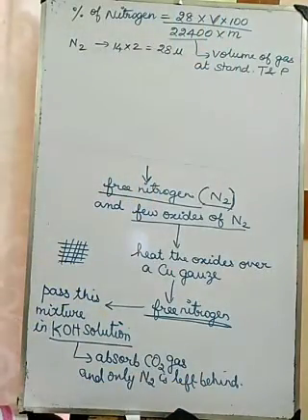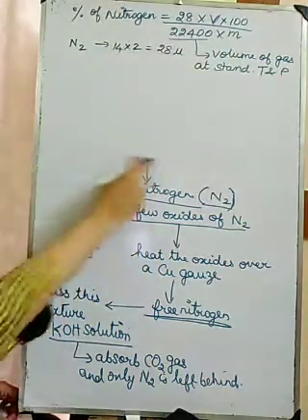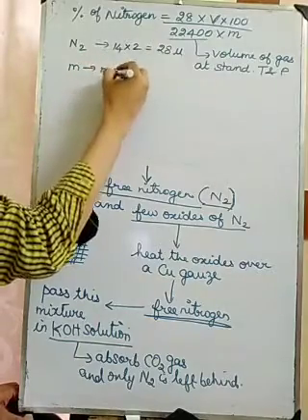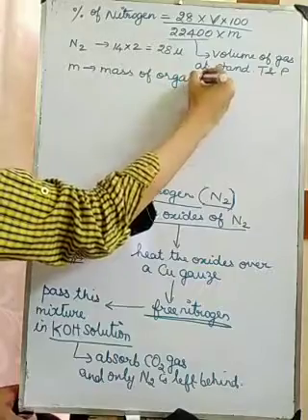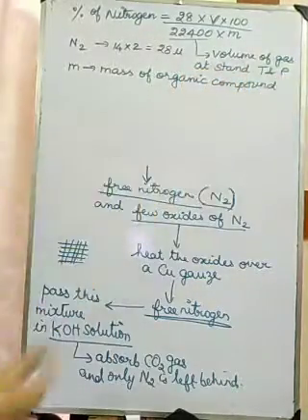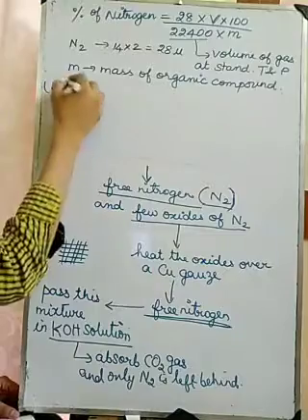And what is M? M is the mass of the organic compound which we are taking. Understood? Clear? So this is the Dumas method. What is the next method?